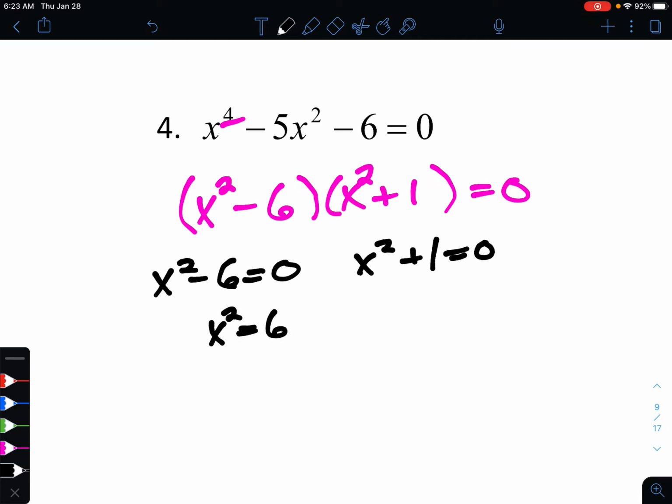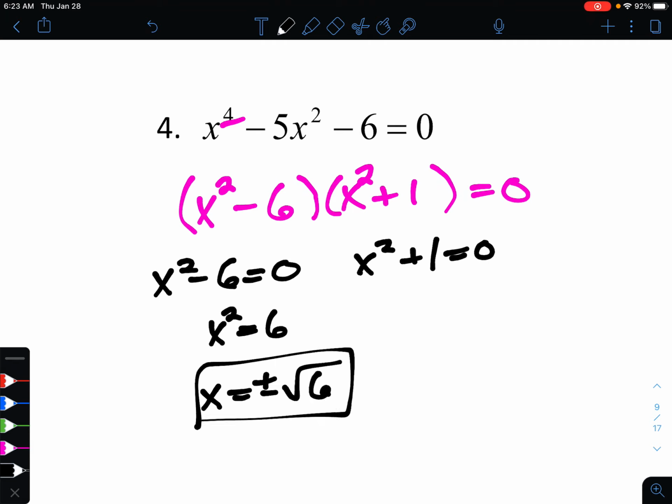So for our first equation, add 6 to both sides to be x squared equals 6. And then take the square root on both sides, so x equals the square root of 6. And then don't forget your plus and minus sign.